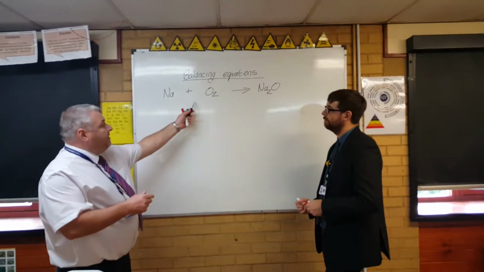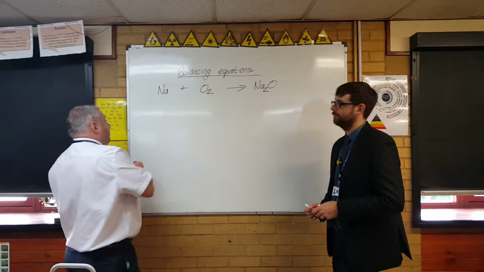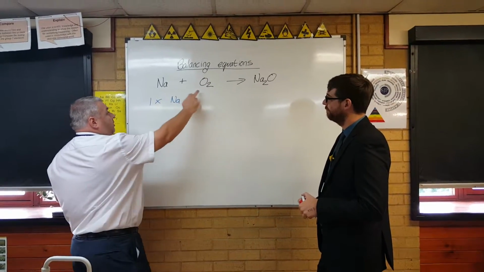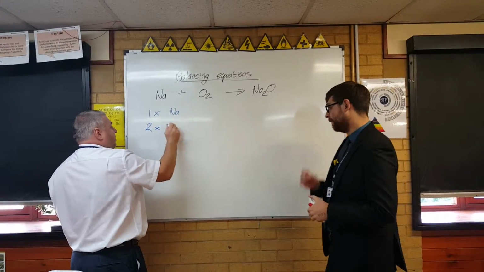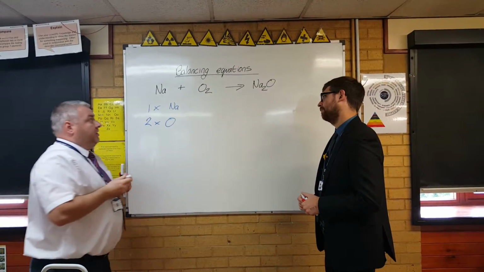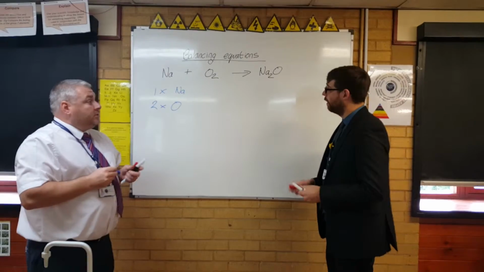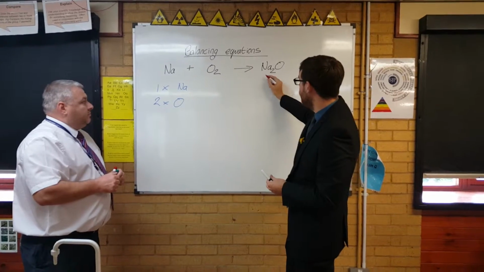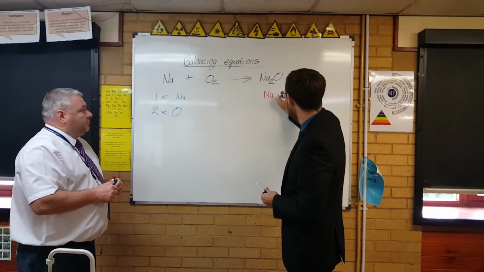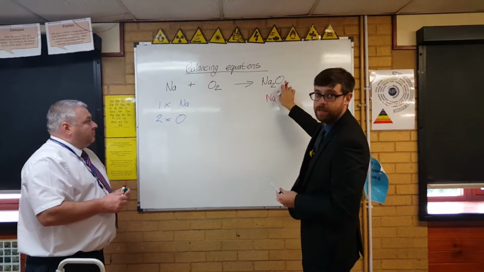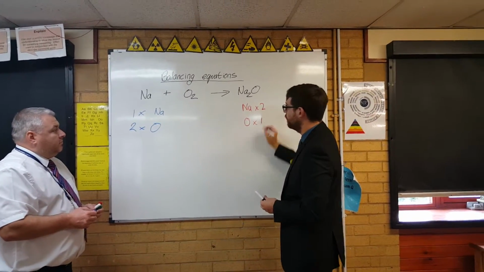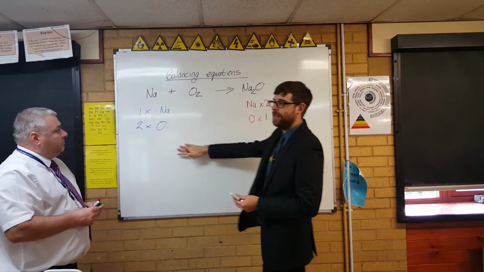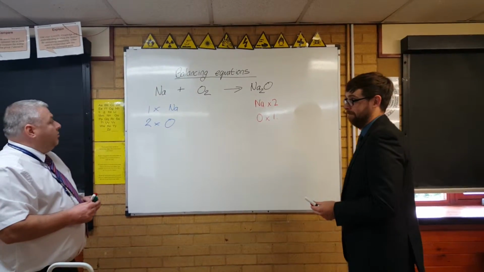So on the reactant side, which is the left-hand side, we've got 1 sodium atom, okay? And we've got 2 oxygen atoms, because we've got a little 2 to the right of the oxygen, so that means we've got 2 atoms. Right, so on the right-hand side, we have a little 2 after the sodium, so that means we have 2 of them. And the oxygen, no number after it, so that means we've only got 1 of those on this side as well. Okay? And this side at the moment isn't matching this side, so we're going to have to do something about that, aren't we?